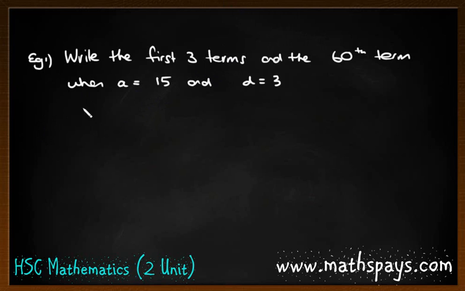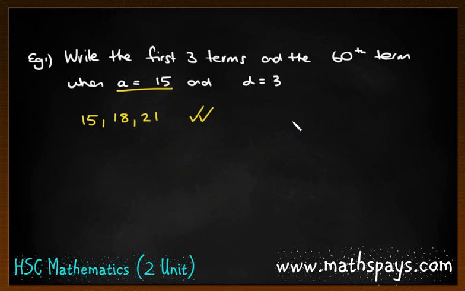All right, so how did you come up with it? Find the first 3 terms and the 60th term when a equals 15 and d equals 3. The first part is they give you, in this particular question, that a is equal to 15. We know a is our first term. We know that the difference is 3, which means we're adding 3 each time, which means we've got 18 and 21. They're your 3 terms. That's not really hard, is it?